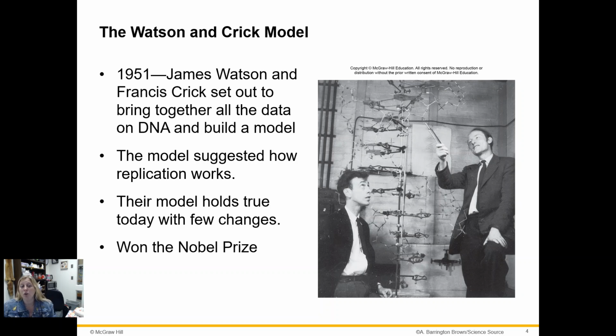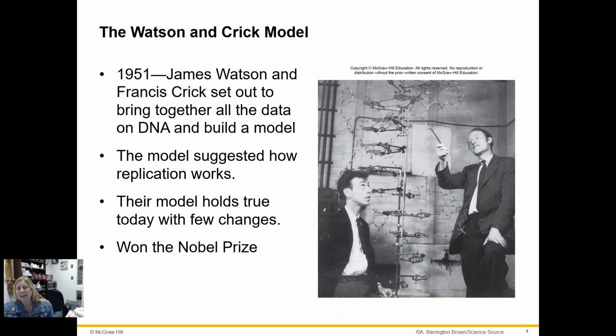Unfortunately, they did not give credit. And in science, we know that if you use someone's work, you give credit where credit is due. Without doing that, it is considered plagiarism, and it is really not okay. These two individuals did not give credit for quite a while to people like Rosalind Franklin, but their model still holds true today.